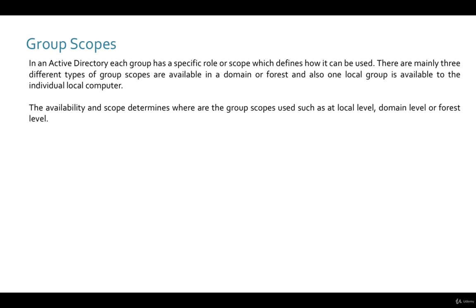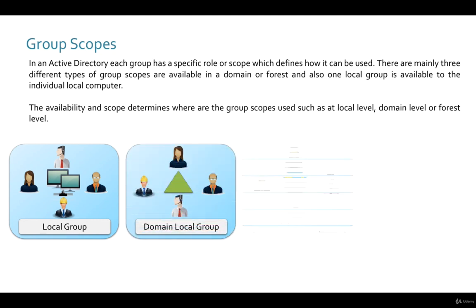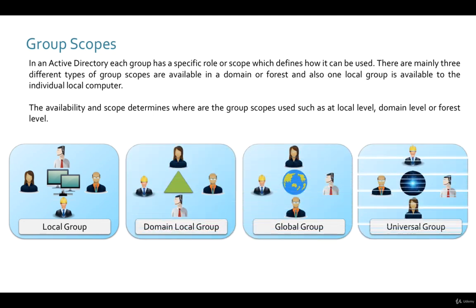Now we'll discuss group scopes. In Active Directory, each group has a specific role or scope which defines how it can be used. There are mainly three different types of group scopes available in a domain or forest, and also one local group available to the individual local computer. The availability and scope determine whether the group is used at local level, domain level, or forest level. These four group scopes are local group, domain local group, global group, and universal group.